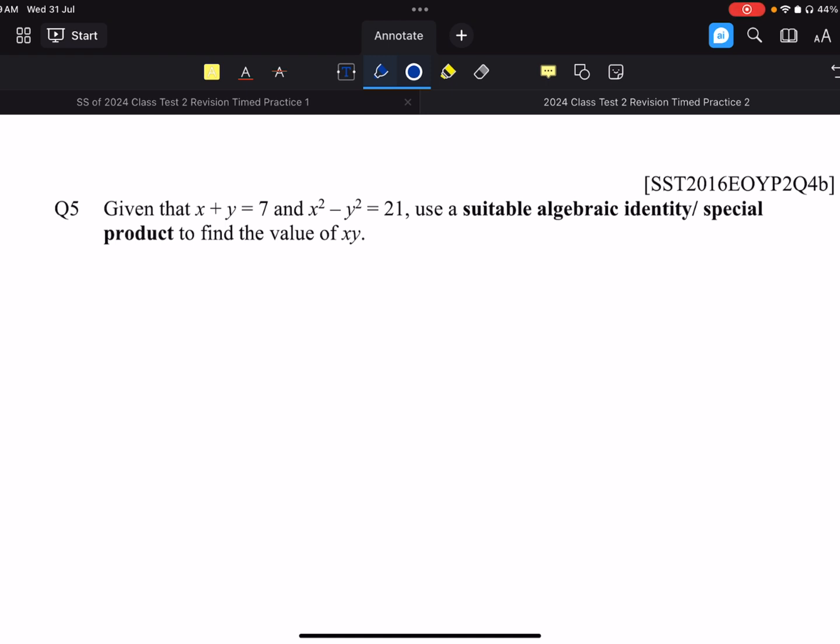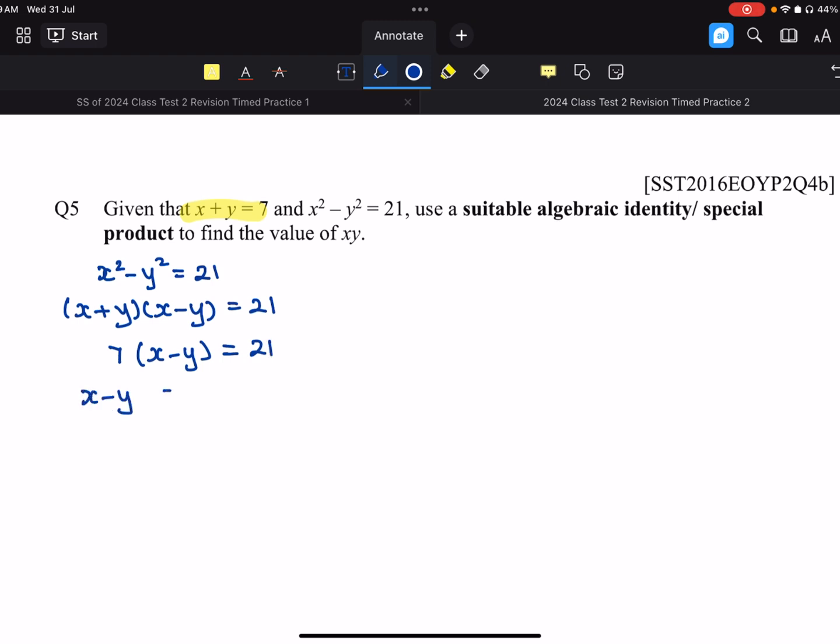So how do we do this? Well, first of all, we can begin with x squared minus y squared equals 21, right? So this means it's x plus y times x minus y equals 21. Now we know that x plus y is equal to 7, right? So this means that this is 7, x minus y equals 21. So x minus y is equal to 3.